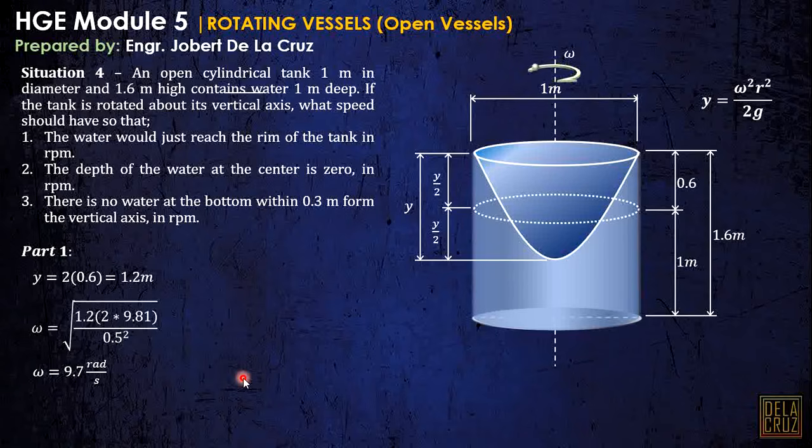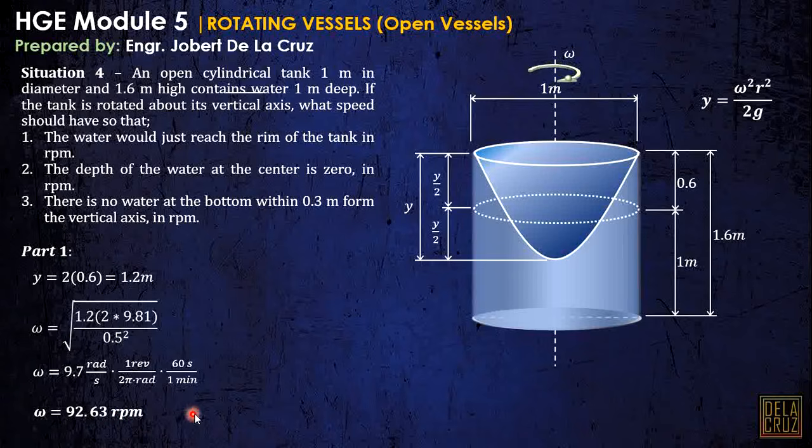But take note, yung tinatanong is in revolutions per minute. So, we should convert this one by these factors. Okay? 2 pi radian is equals to 1 revolution. That is for us to cancel out this radian. Then, 60 seconds is equals to 1 minute. Okay? So, yung matitirang unit natin is revolution per minute or RPM.